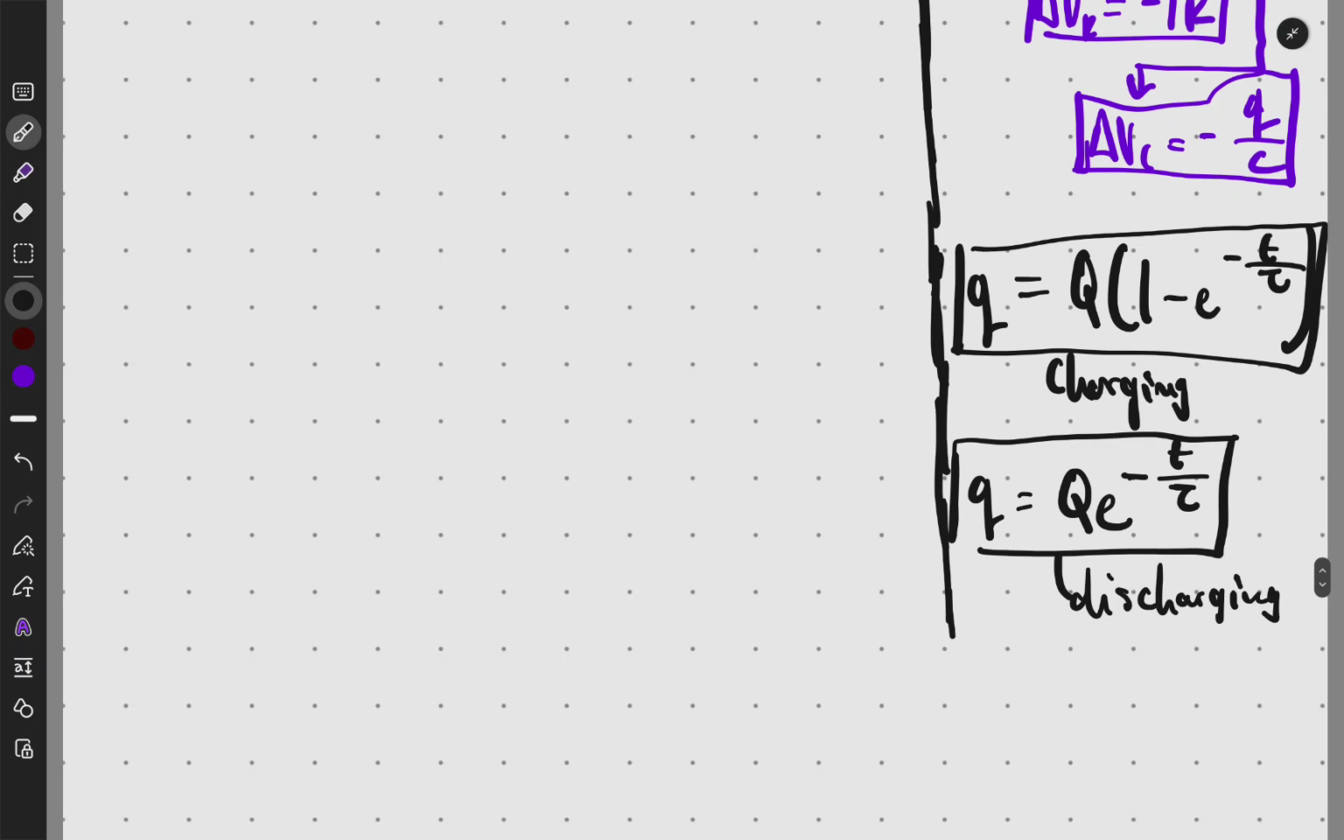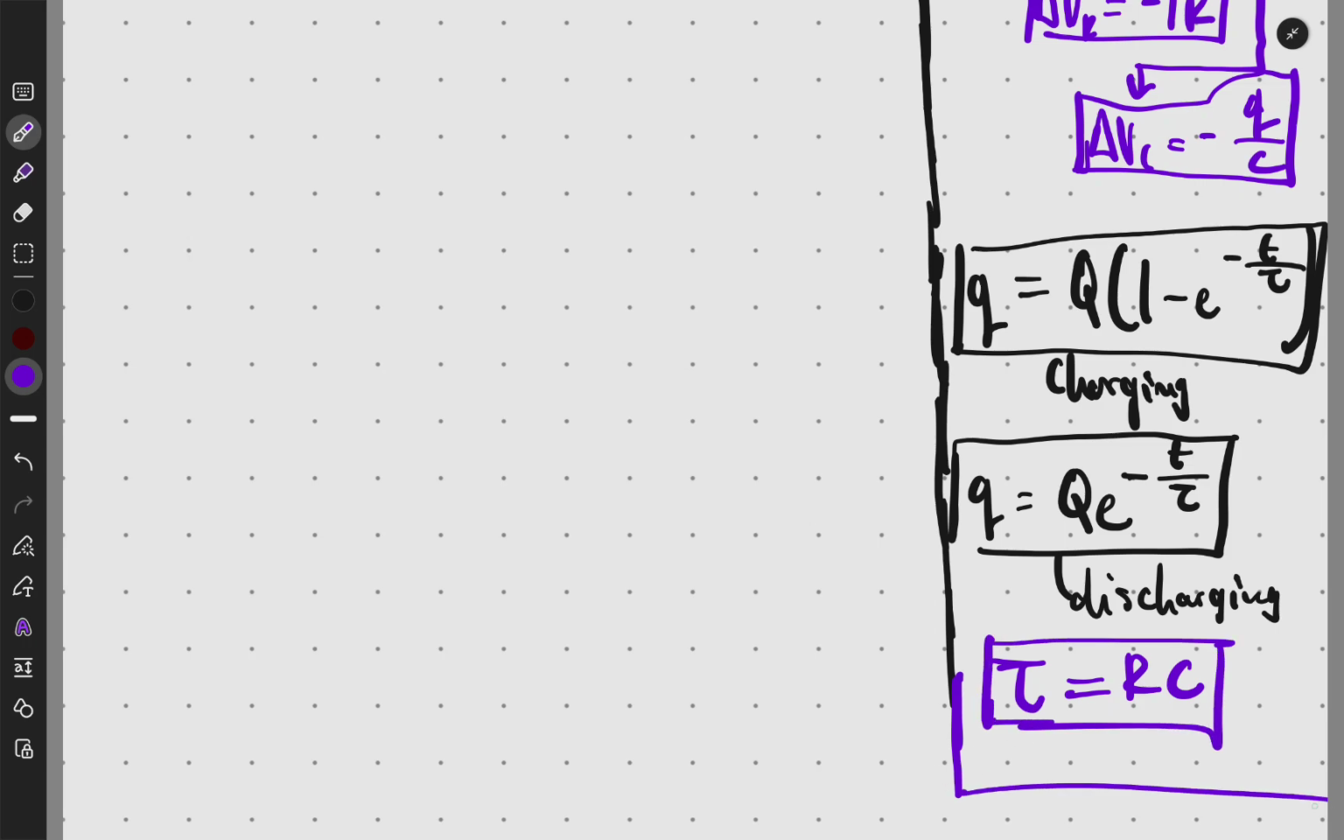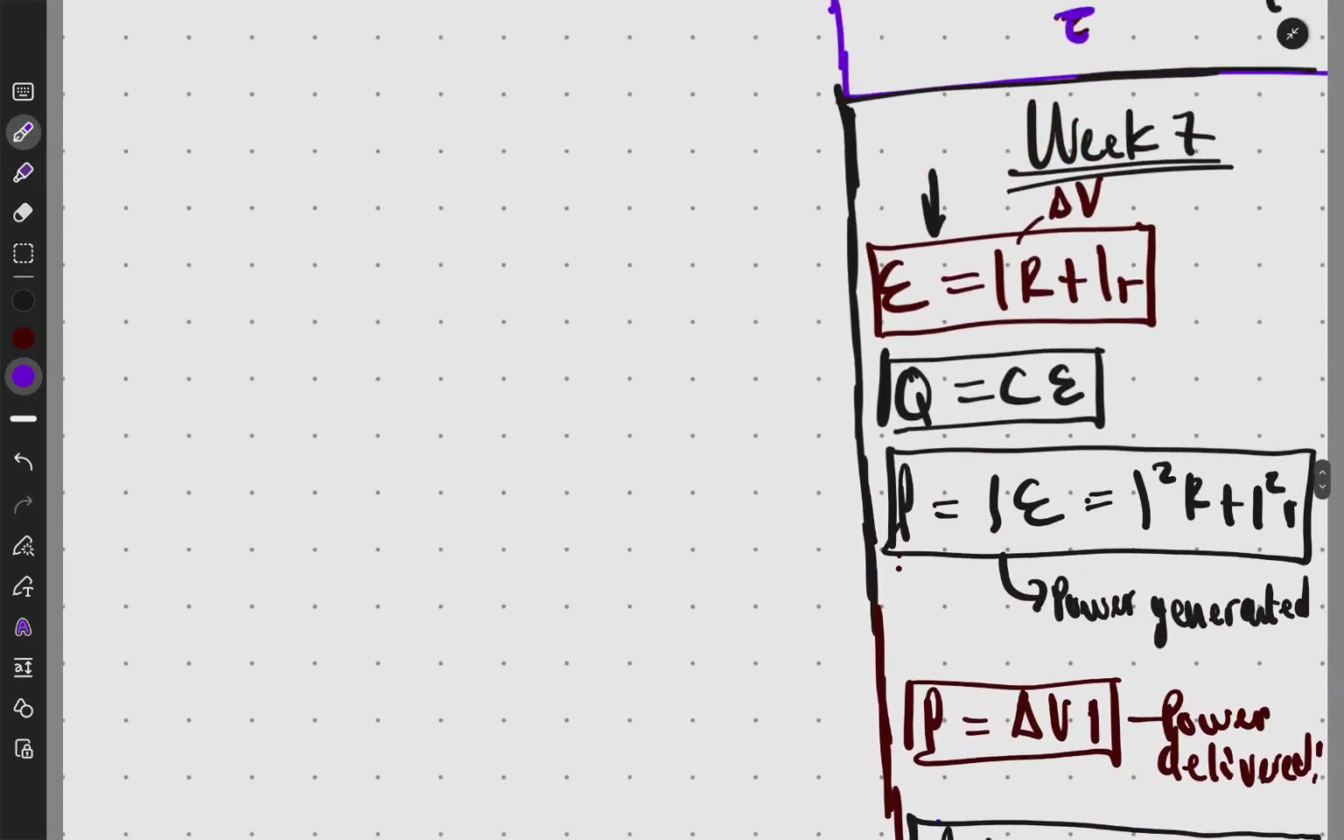Once I have this, finally, I'm going to have the last one, which says tau, the time constant, is equal to RC. And remember that tau should be in seconds. It's time, and you'd be done. So these are the ones you're going to put under week 7.